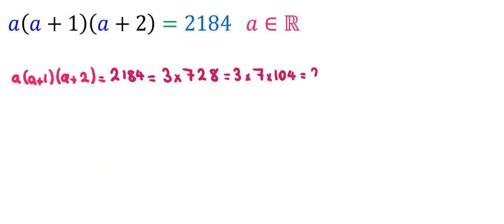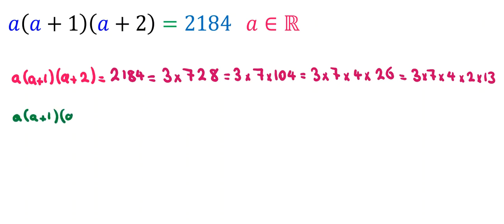And we can check also 2. In 3 times 7 times 104, 104 is a multiple of 4. It will be 2 times 4, 8, 24 is 6. So 26 is 2 times 13. So it is 3 times 7 times 4 times 2 times 13. Let's rewrite the things we've reached so far. a times a plus 1 times a plus 2 equal to, we have three 2's because we have 2 and 4, times 3 times 7 times 13.